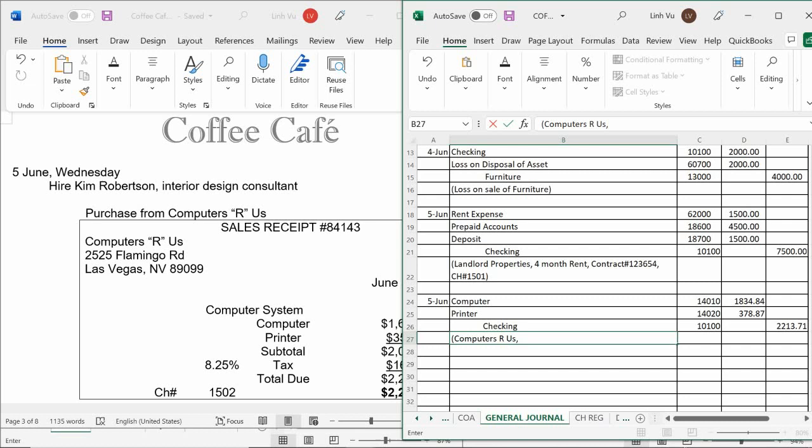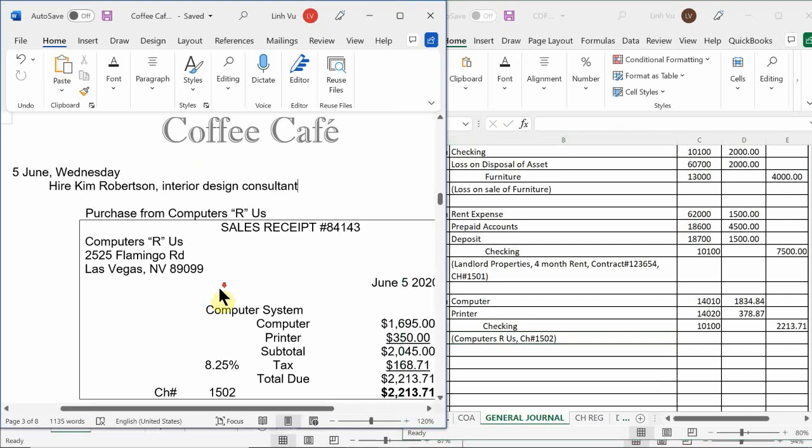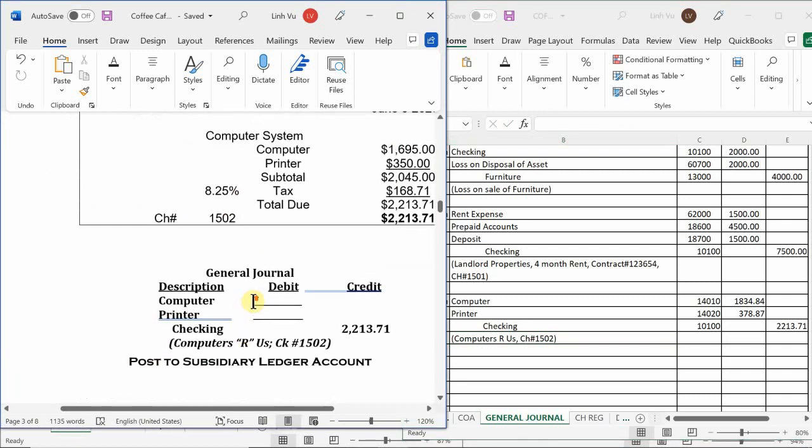So in this case, Computers R Us, okay? And you can also put in that you wrote check number 1502, okay? Nothing really else is needed, because that's pretty much all the information you need: the vendor and what check number you used to pay for this. Because it's straightforward that you bought a printer and a computer. Okay? So now we finished our journal.